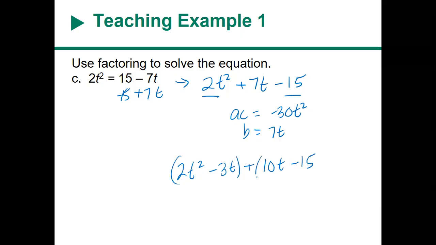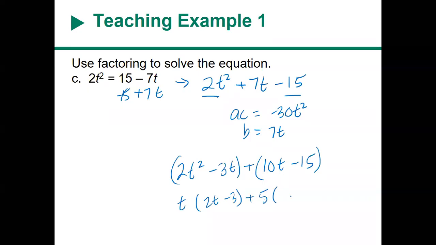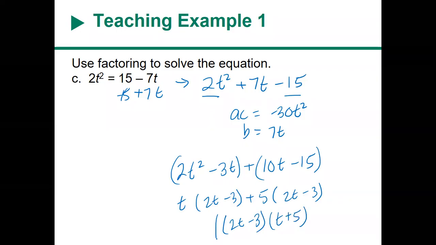What's the GCF of each set of binomial? The GCF here is just t. The GCF here is 5, and I'm left with 2t minus 3. And the GCF, the common binomial, is 2t minus 3, and I'm left with t plus 5.